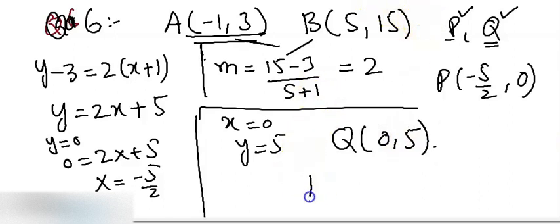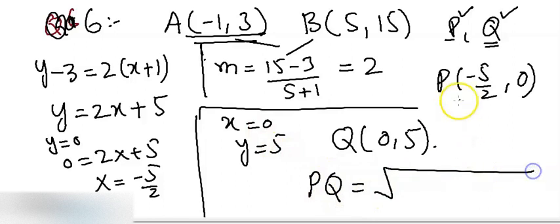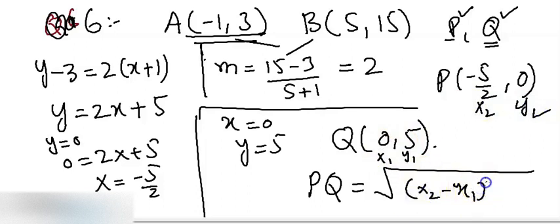Now it says calculate the length of PQ. So it is going to be the distance between P and Q. So this is my x1 y1, this is x2 y2. So now you calculate x2 minus x1 whole square plus y2 minus y1 whole square. It's your job to do that, to finish it.